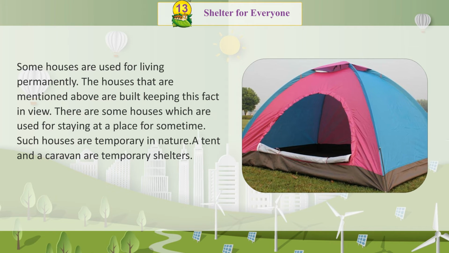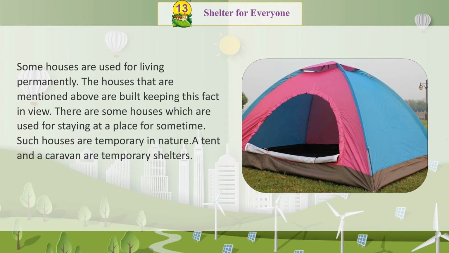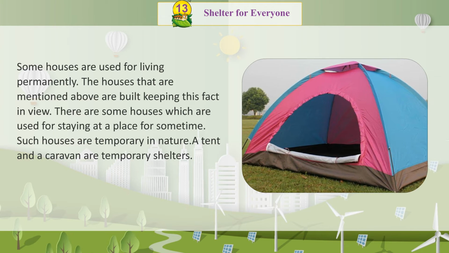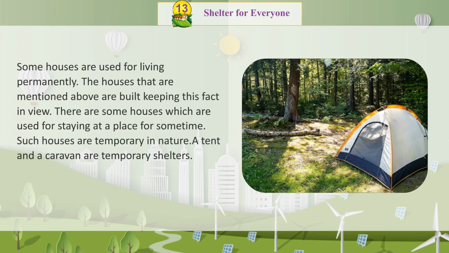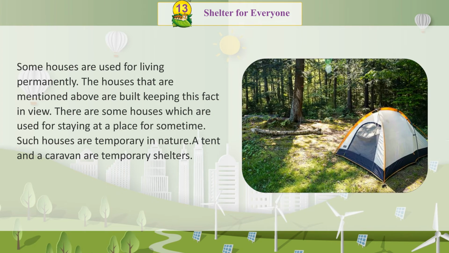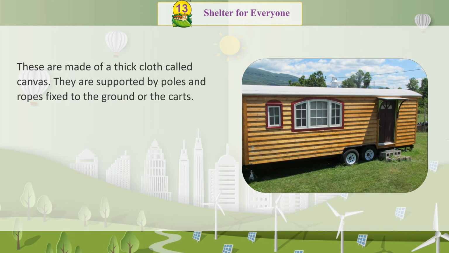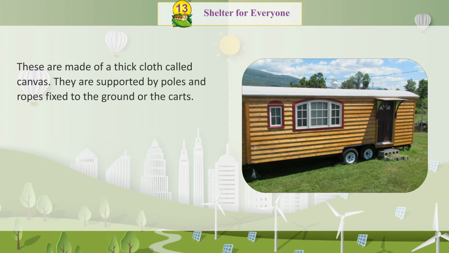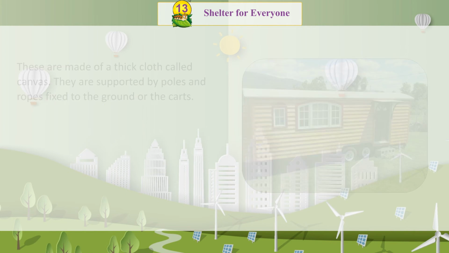Some houses are used for living permanently. The houses that are mentioned above are built keeping this fact in view. There are some houses which are used for staying at a place for some time. Such houses are temporary in nature. A tent and a caravan are temporary shelters. These are made of a thick cloth called canvas. They are supported by poles and ropes fixed to the ground or the carts.